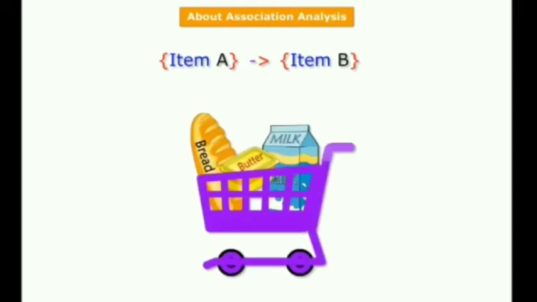The model outcome of an association analysis can be represented as a set of rules, as item A implies item B. This rule indicates that, based on the history of all the transactions, if item A is found in a transaction or a basket, there is a strong propensity of occurrence of item B within the same transaction. Here, item A is the antecedent or premise of the rule and item B is the consequent or conclusion of the rule. The antecedent and consequent of the rule can contain more than one item, like item A and item C.